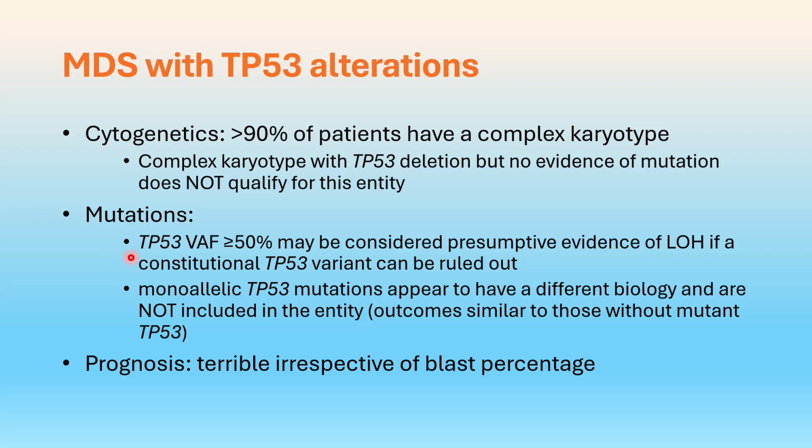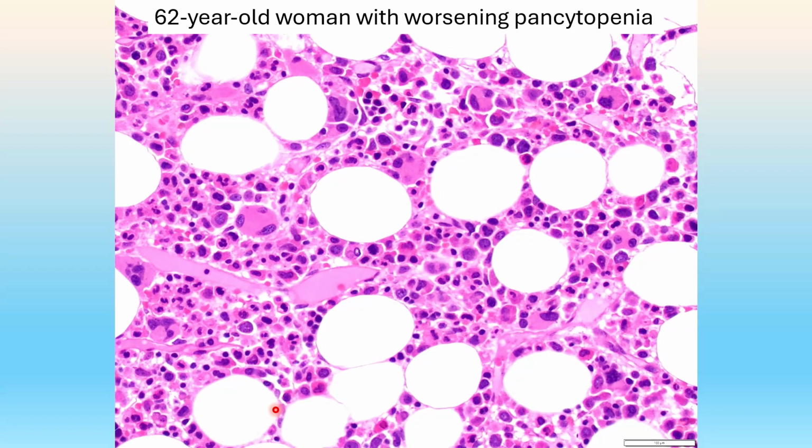So the ICC says that the VAF can be helpful as presumptive evidence, but again, as we heard earlier, I think that is also problematic, so I don't know, it's very complicated. But the reason why we need to think about this entity is because these patients have a very poor prognosis. They're mostly refractory to therapy. They don't do very well even with bone marrow transplant and complete remission. So again, we have to be careful who we are putting into this category, because it's something that's very significant for this patient. So I have a few examples here to show you.